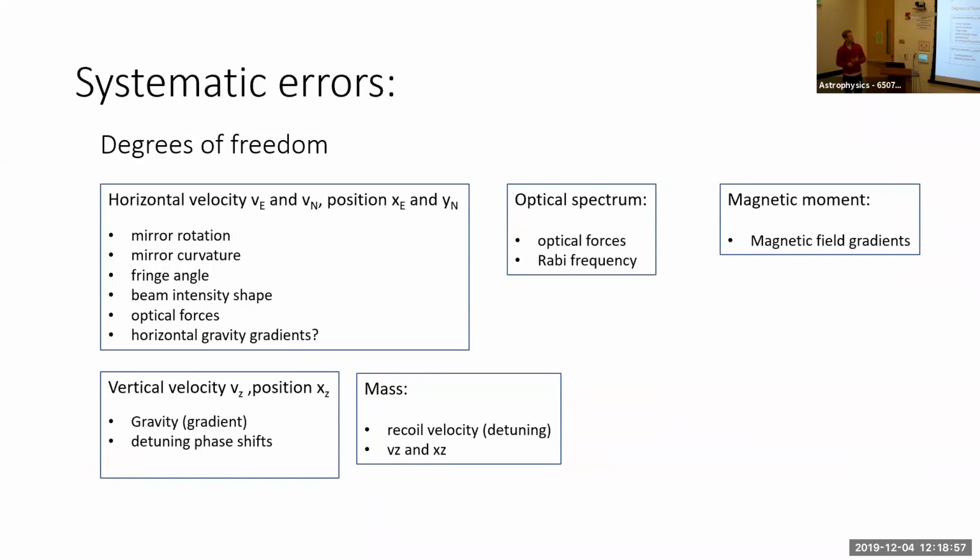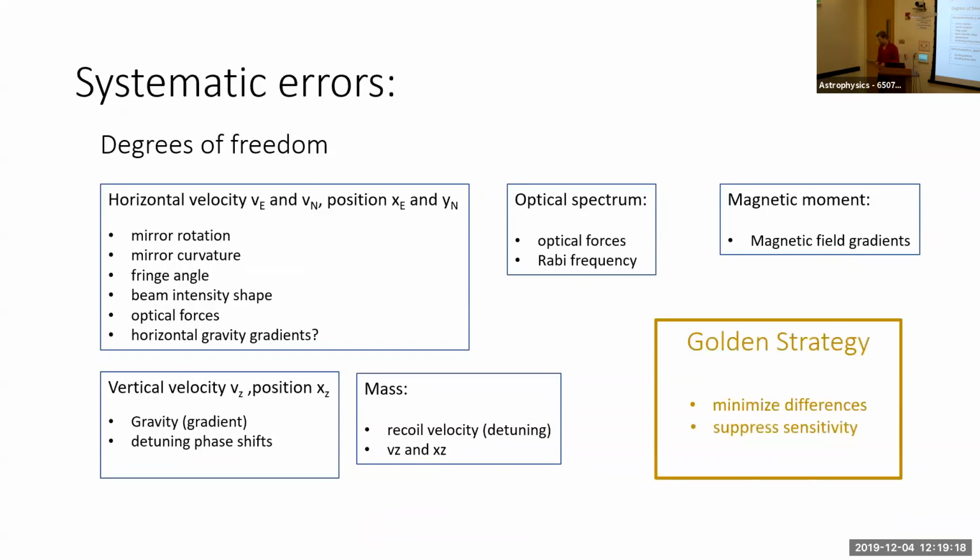So then the next thing is magnetic moments. We prepare them in magnetic insensitive states, but they have a slightly different second order Zeeman shift, so the magnetic moment is not the same. And that couples over magnetic field gradients to phase shifts. This is also a problem.